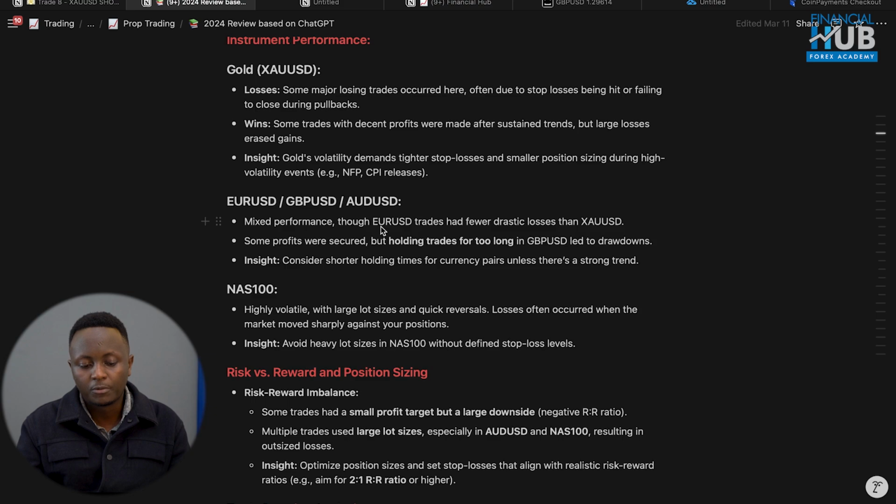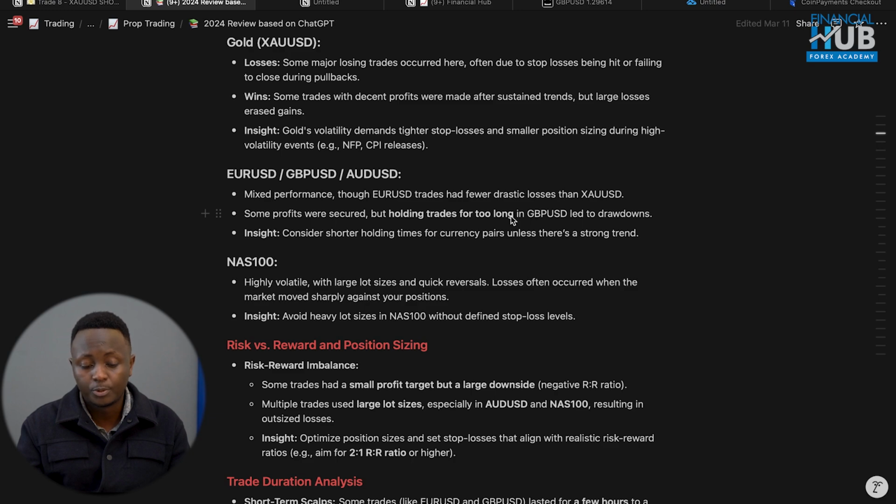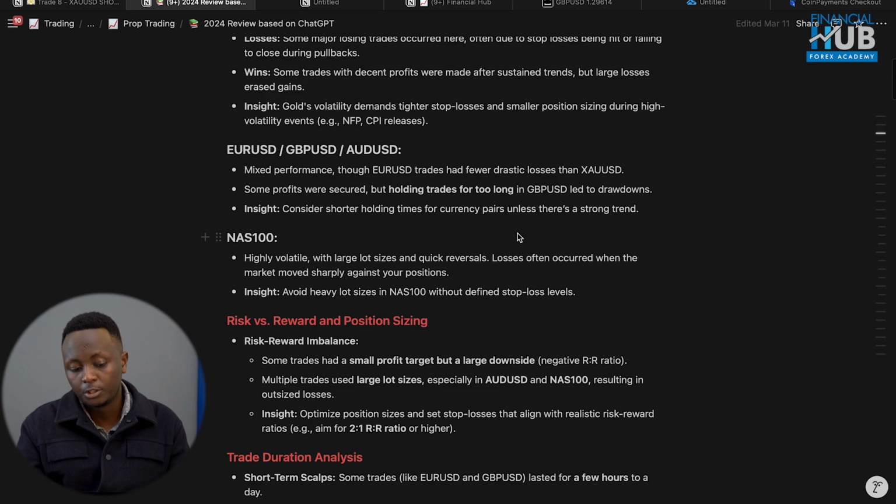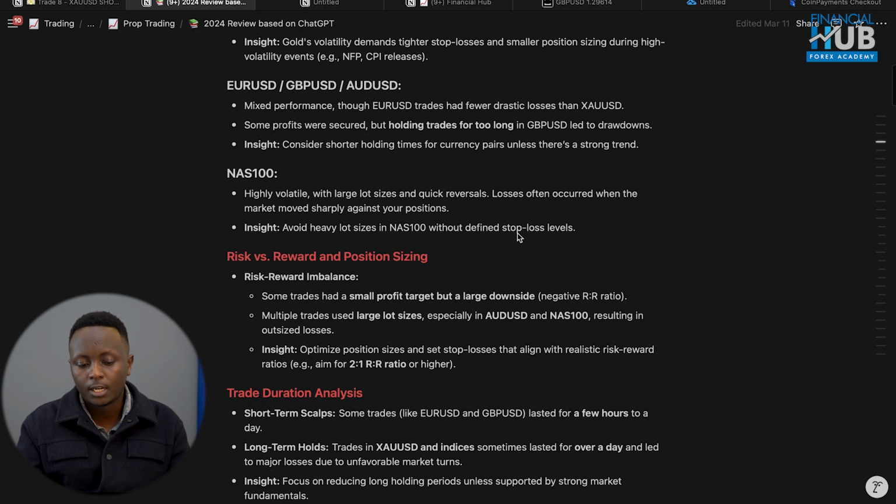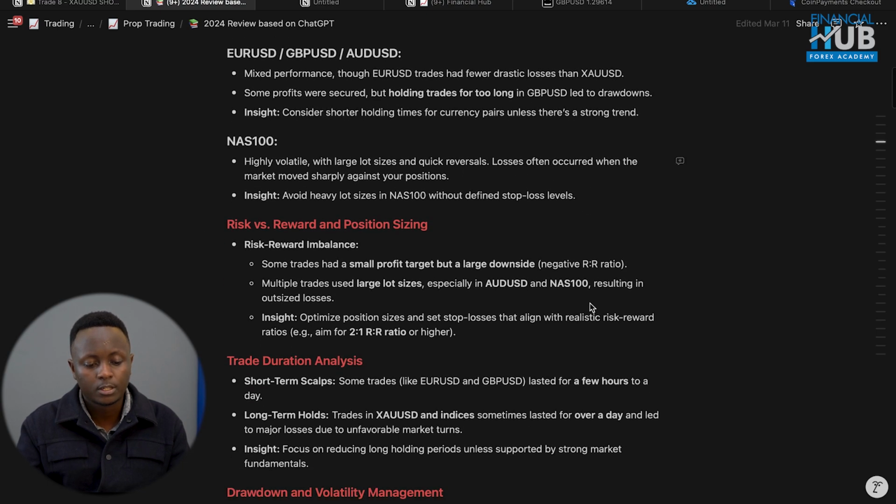Now, mixed performance on Euro USD, but I had fewer losses than gold. Profits were secured in GBP USD and holding trades, but I should hold trades for longer. No, I should hold trades for a shorter duration, because there are some trades which would have made me money, but I stayed too long and I ended up either getting out at break even or securing a small gain. So consider shorter holding times. NASDAQ: high volatility and quick reversals.